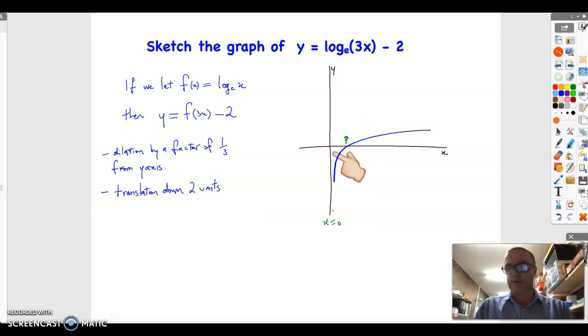The asymptote is not going to be any different. Our asymptote will still be x equals 0, and the curve itself doesn't look terribly different. Once we've dilated and translated it down, it still looks like a log graph, indistinct from any other. So in this case, it's probably important that we can solve that x-intercept. So let's have a look at what that x-intercept would be, or if you'd like to pause the video, let y equal 0 and try and solve for x. That would be good.